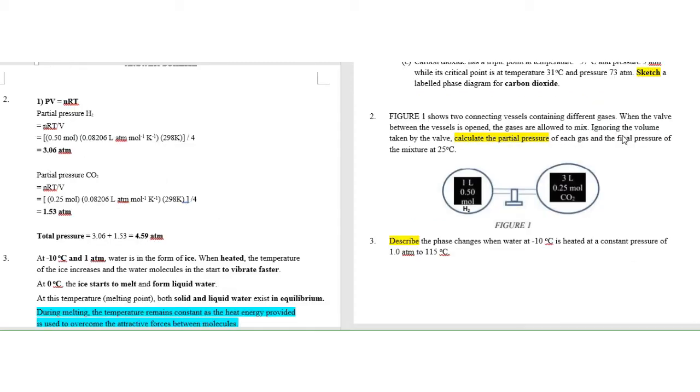For your syllabus, phase diagrams just involve carbon dioxide and H2O. So you have to have a look at these two phase diagrams. Now we proceed with question number 2.